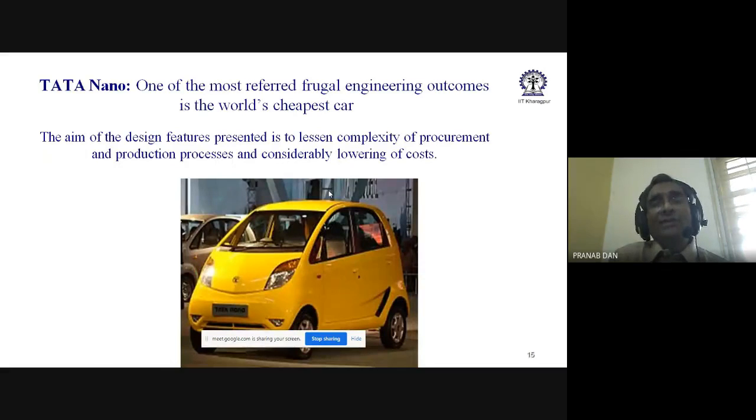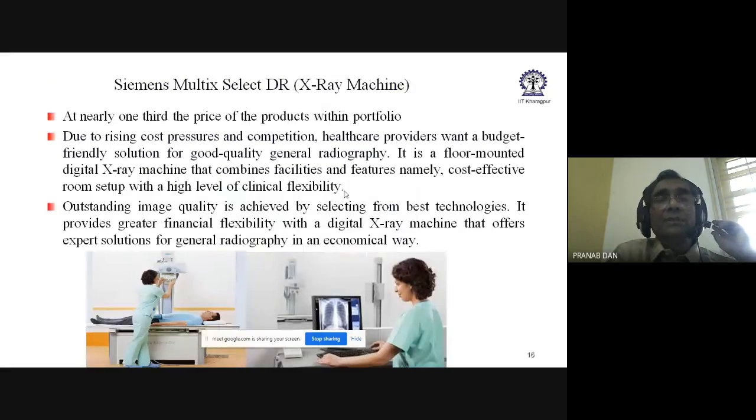Tata Nano, of course, is a big example. This idea has not died, though Tata Nano has not done particularly well. But I'm quite sure that this knowledge is not lost. This knowledge will be fetched and dug up in some place. And like Kwid and Logan, many other car companies would be using that philosophy and would be producing many more. Okay, this is another example of Siemens.